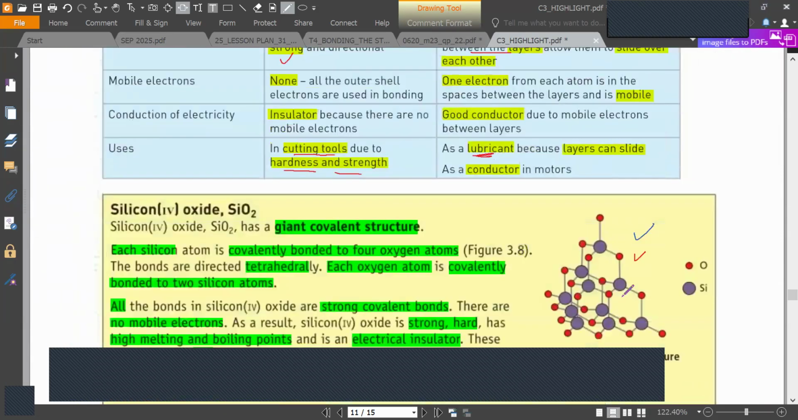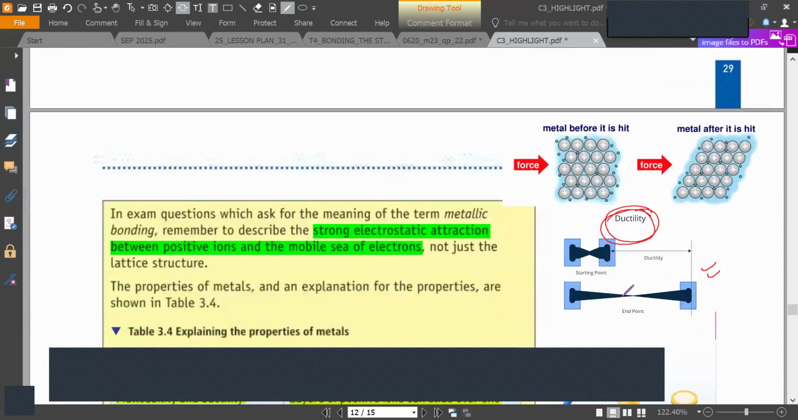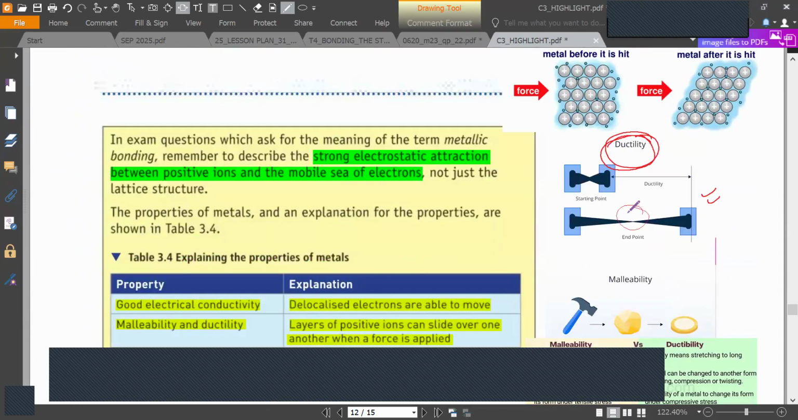So this is the key point here. Ductile, why? Because it can be drawn into wire without breaking. That is the key point. We apply the force, it can slide, but it does not break. So that is the key point: drawn into wire without breaking. This is very important.